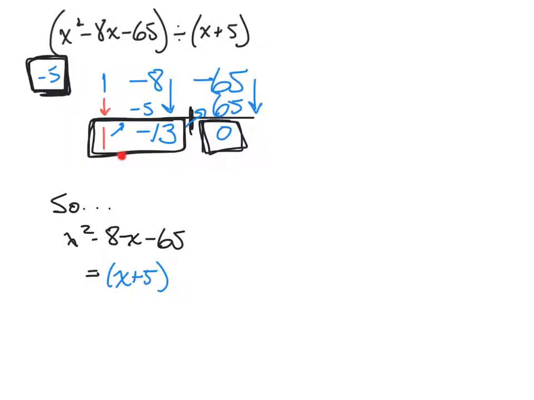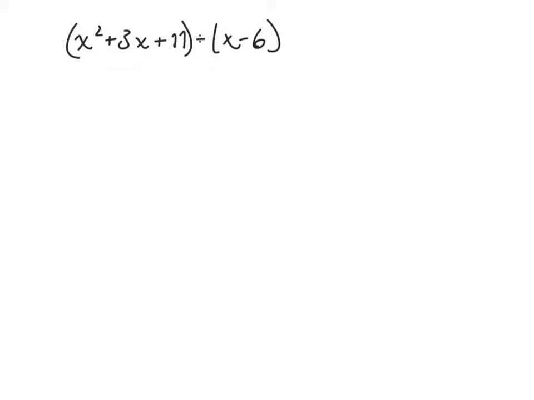Next, the 1 minus 13. That'll give us our next factor, x minus 13. Finally, we have the 0. That's our remainder. Since we have a remainder of 0, x squared minus 8x minus 65 can be rewritten as x plus 5 times x minus 13. So let's try to set it up.